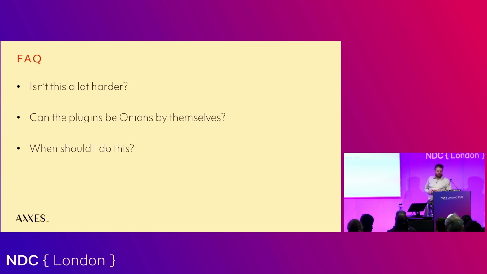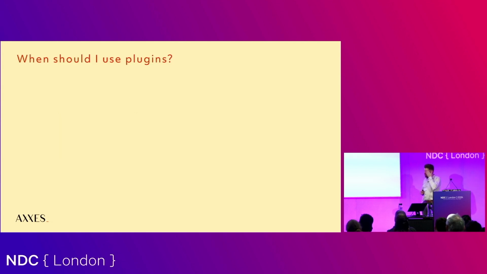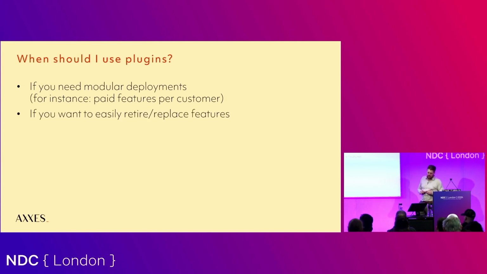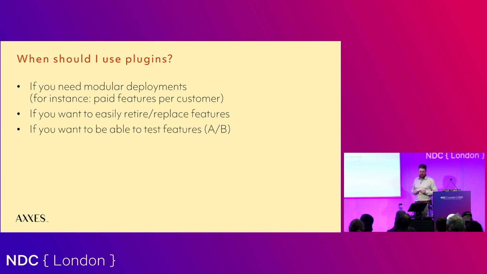Plugins is a different story. Plugins make sense in a couple of scenarios. Plugins make sense if you need, like our case, modular deployments. If you want to enable and disable functionality at will, or if you have customers that have their own deployments that have paid features that you want to be able to enable and disable, it's a perfect solution for those things. If you want to easily retire and replace stuff, you can write a plugin quick and dirty and then replace it with a proper implementation later, or entirely replace an implementation if you so please.